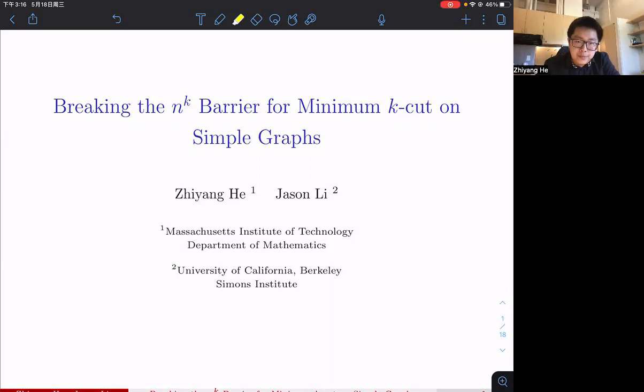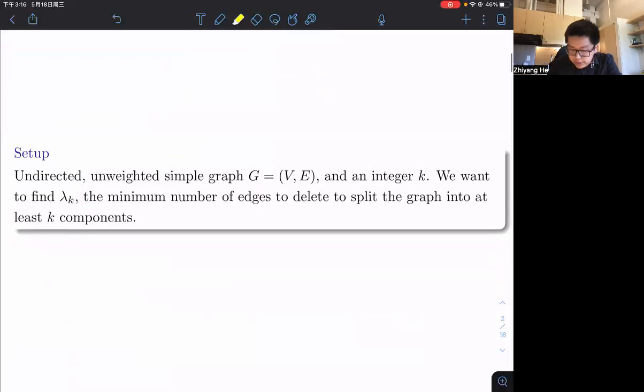Today I'll be presenting the paper Breaking the n to the k Barrier for Minimum k Cuts on Simple Graphs. This is joint work with Jason Li. Now the minimum k cut problem is a very well-studied problem, so we'll quickly review the setup.